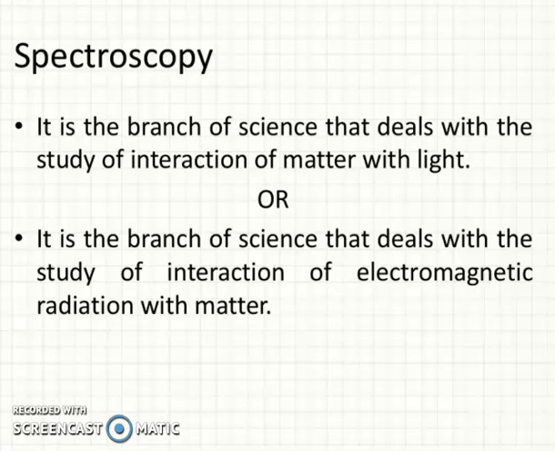Today in this video, I am going to talk about spectroscopy. It is the branch of science that deals with the study of interaction of matter with light. Here is an important point you should note: interaction of matter with light. In another way, you can define spectroscopy like this: it is the branch of science that deals with the study of interaction of electromagnetic radiation with matter.